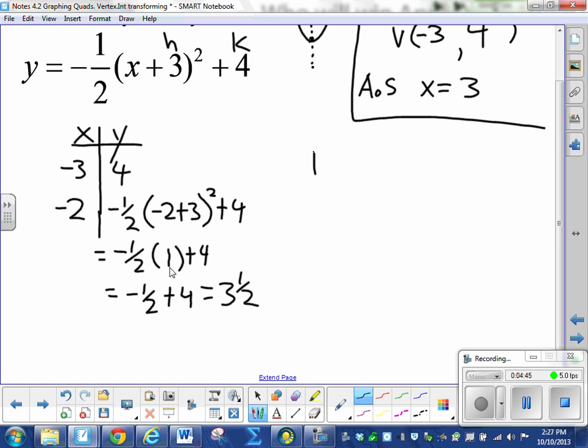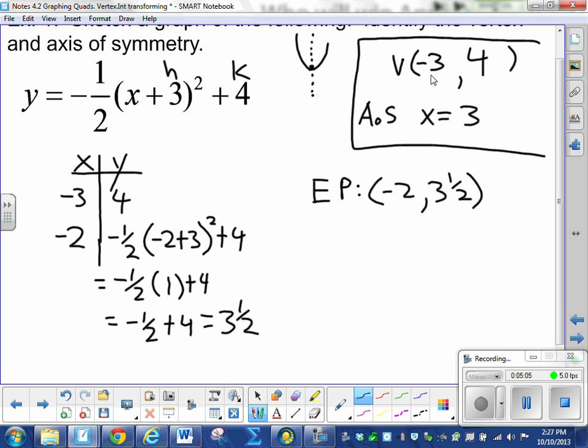So extra point, or we call it EP. Extra point is, let's see here, negative 2 and 3.5. Now in class we said that since -2 is the number to the right of -3, your symmetric point, since your extra point is basically symmetric with it, is going to be on the other side of your vertex, same distance. So symmetric point.